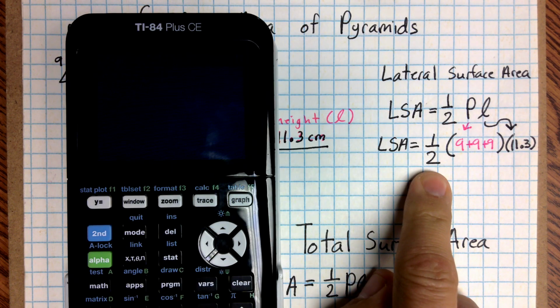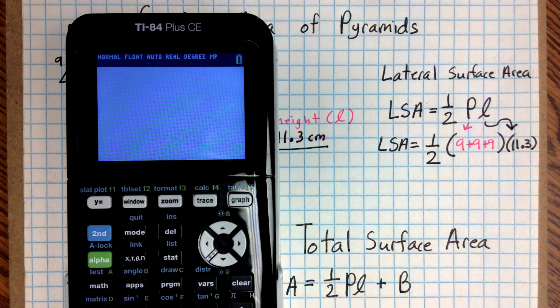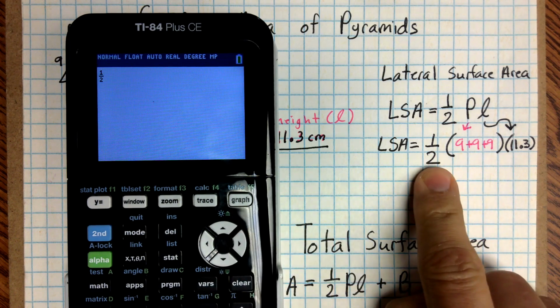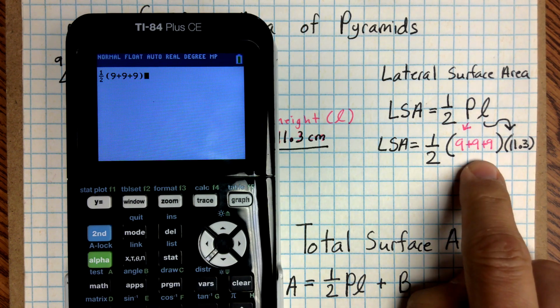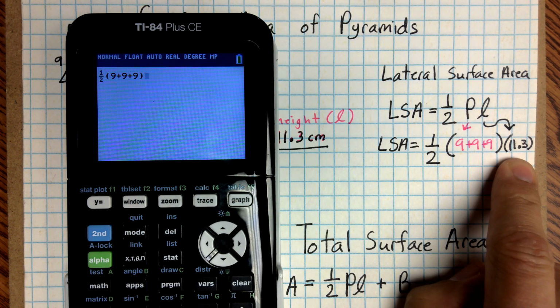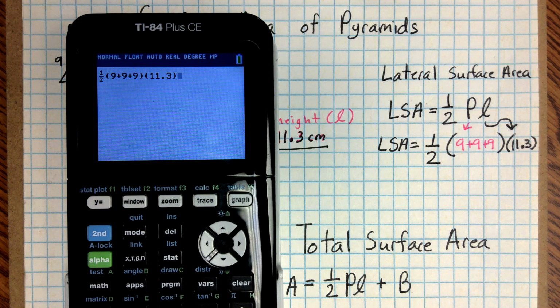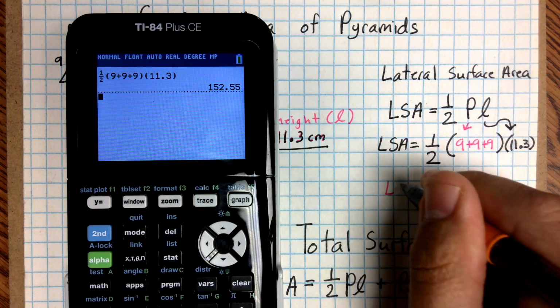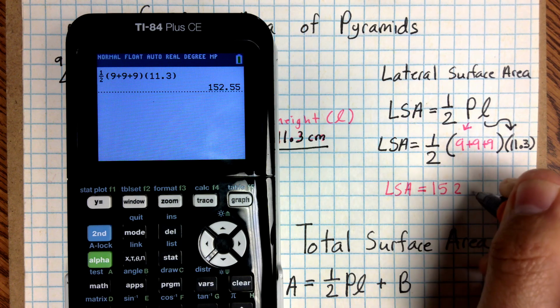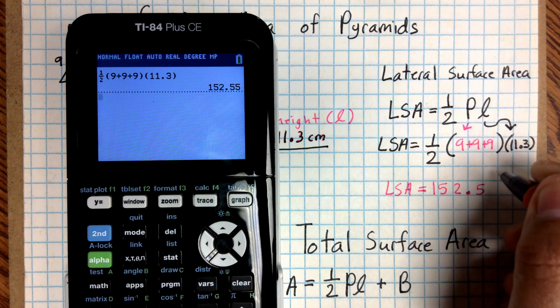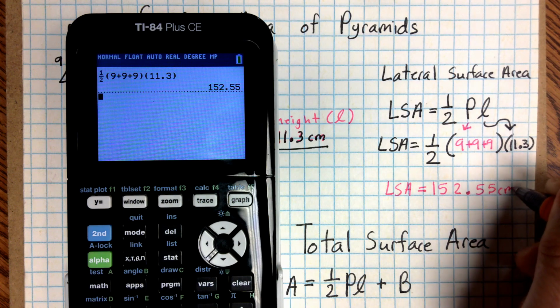So now I'm going to put this in. Let me do alpha y equals, enter. I'm going to put in 1/2. And after the 1/2, we have our perimeter. So parenthesis 9 plus 9 plus 9, because we have 3 sides in our shape for our base. And then the slant height, 11.3. And notice we get 152.55. So our LSA, our lateral surface area, is equal to 152.55 centimeters squared.